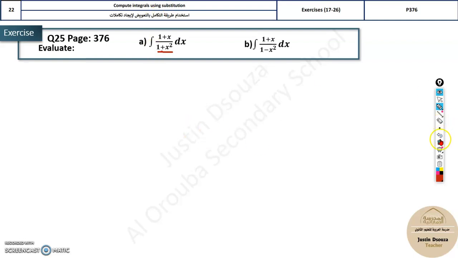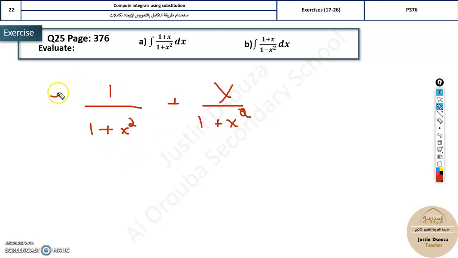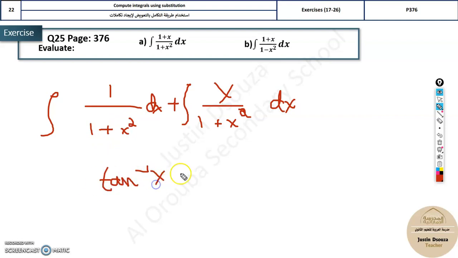Go back to the problem. See, this is a special type. You need to modify the question. Now, instead of having the denominator everywhere, I'll do this: 1 over 1 plus x squared plus x divided by 1 plus x squared. Now it's easier. See, left side I know. Integral of 1 plus x, it should be dx everywhere in both the sides. Now, integral of 1 by 1 plus x squared is tan inverse x. So that is very simple. Just remaining the right side, you need to do the substitution method.